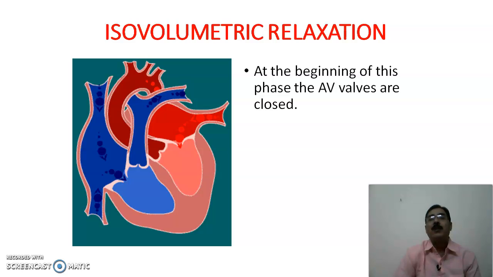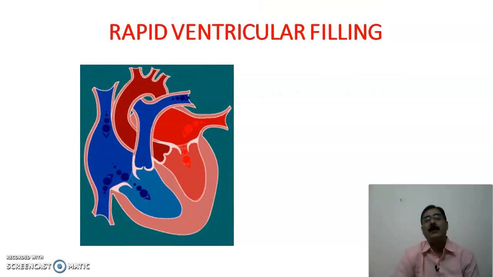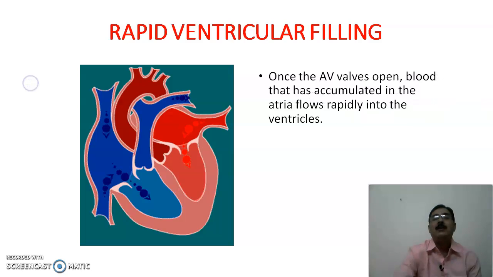So at the beginning of this phase, the AV valves remain closed. Now the rapid ventricular filling. Still the ventricles are in the relaxed phase and the atria are also in the relaxed phase. A small amount of blood is entering, and then the rapid ventricular filling starts when the atrial systole begins. Once the AV valves open, the blood that has accumulated in the atria flows rapidly into the ventricle.